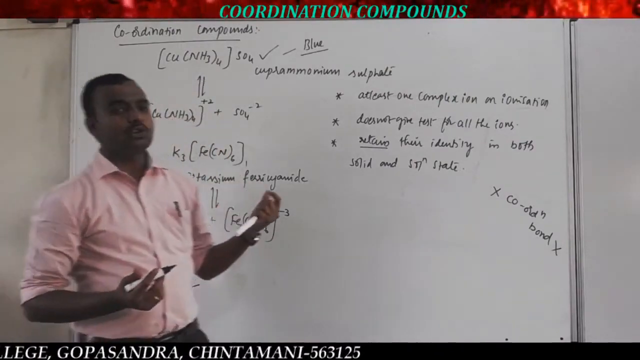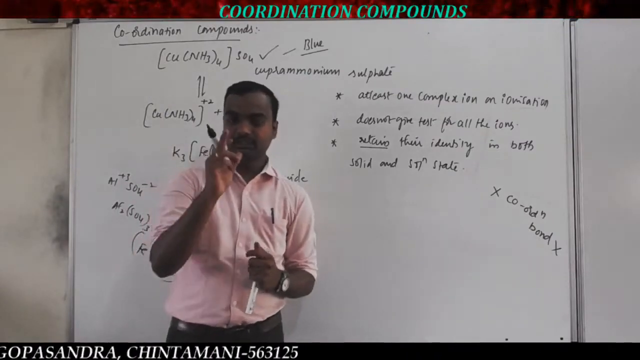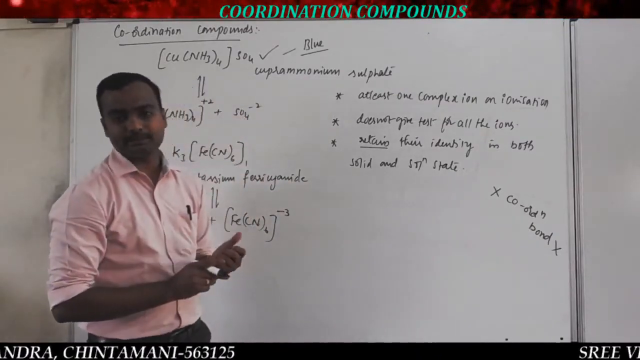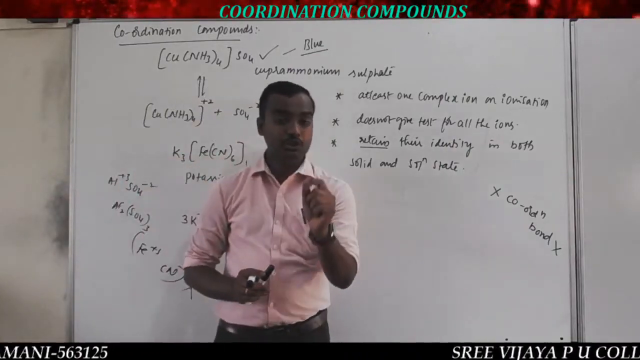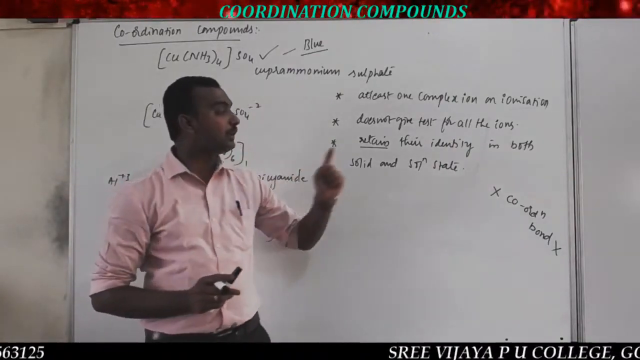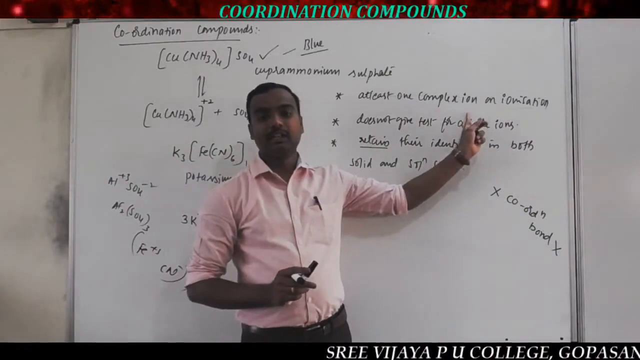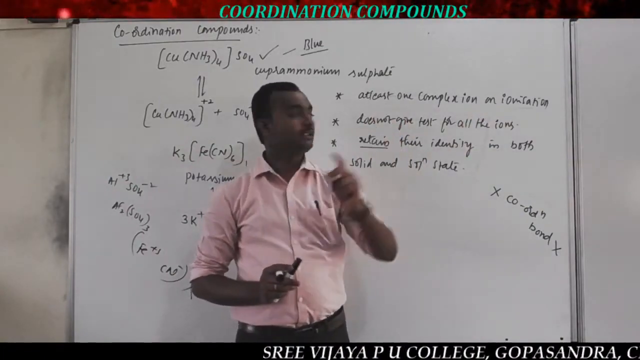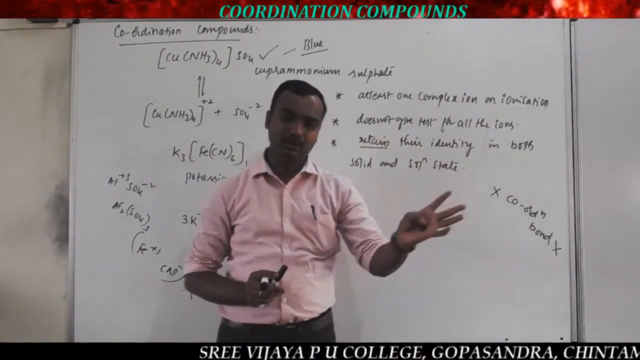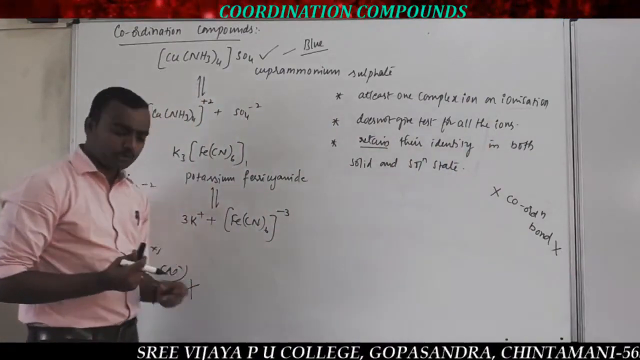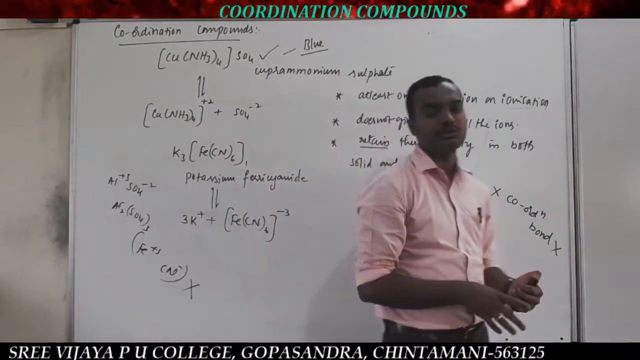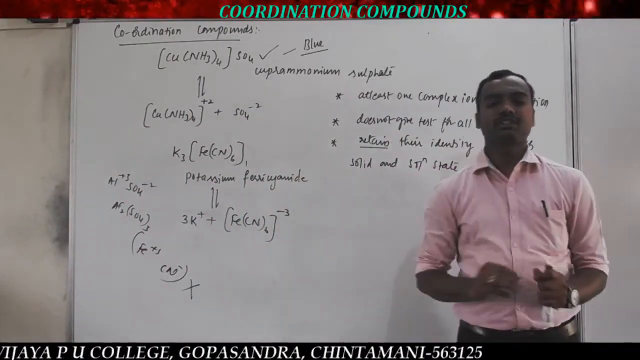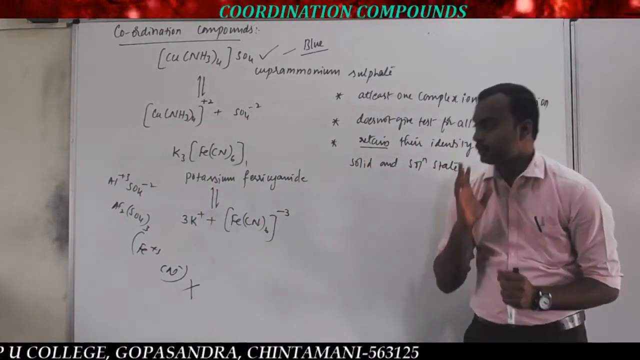And also, double salts give all the ions present in them. Of course they give a test for all the ions. But in the case of coordination compounds, they give at least one complex ion on ionization or when dissolved in water. So these are the four important differences between coordination compound and double salt. That's a 2 marks question: write any two differences between double salt and coordination compound.